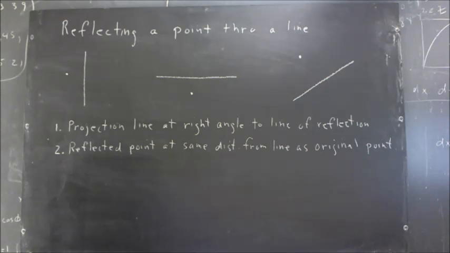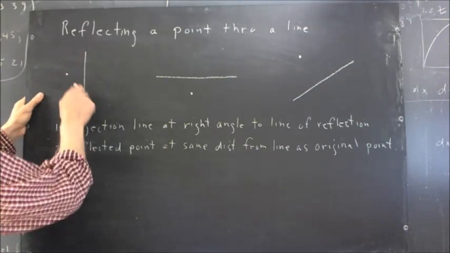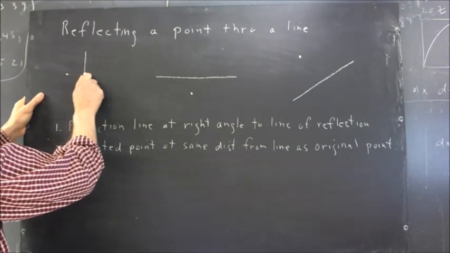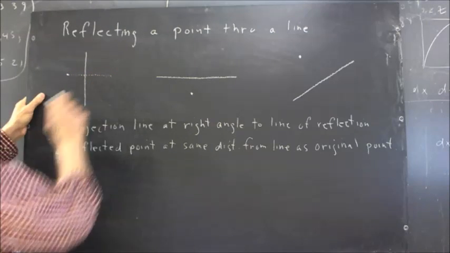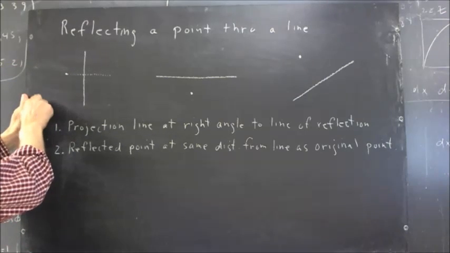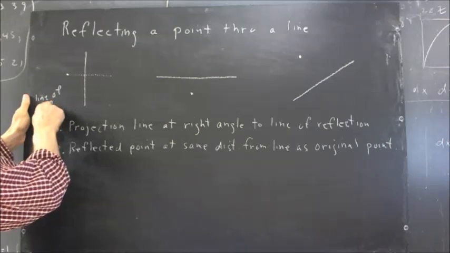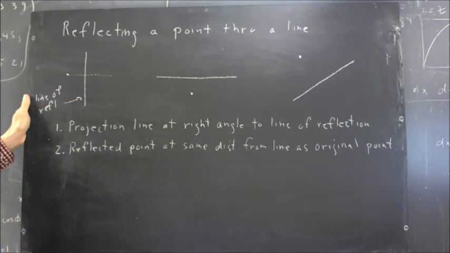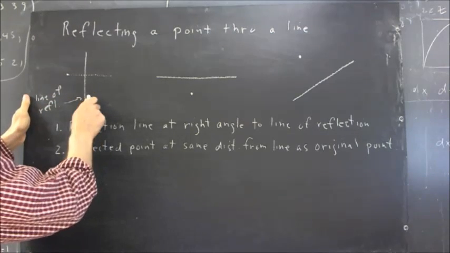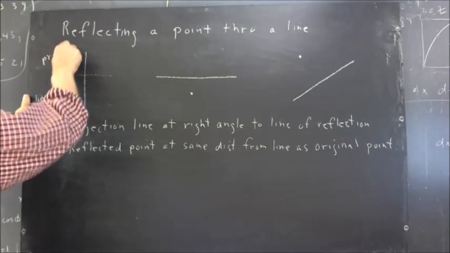The idea is fairly simple, but it can get a little confusing when you try to eyeball it, so we want to be careful. Okay, so to reflect this point through this line, we first sketch a projection line. I'm going to call this the line of reflection, and I'll abbreviate that in the interest of time. And this is the projection line, the dotted line.